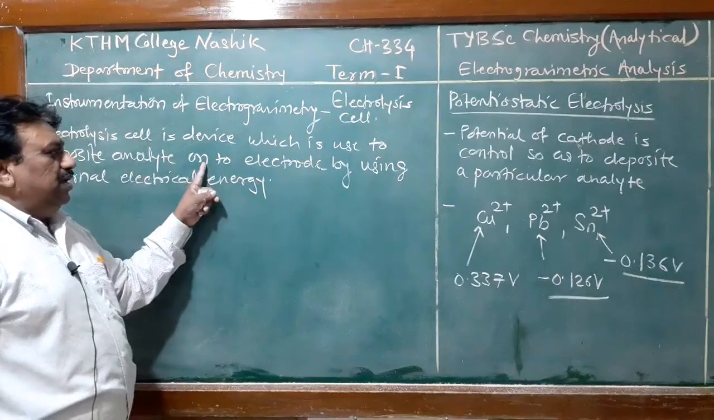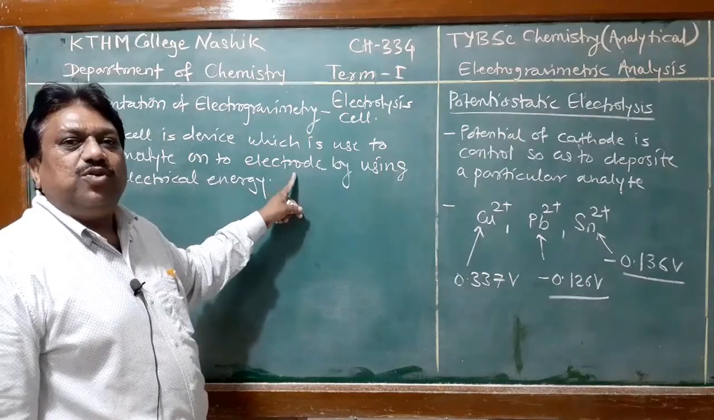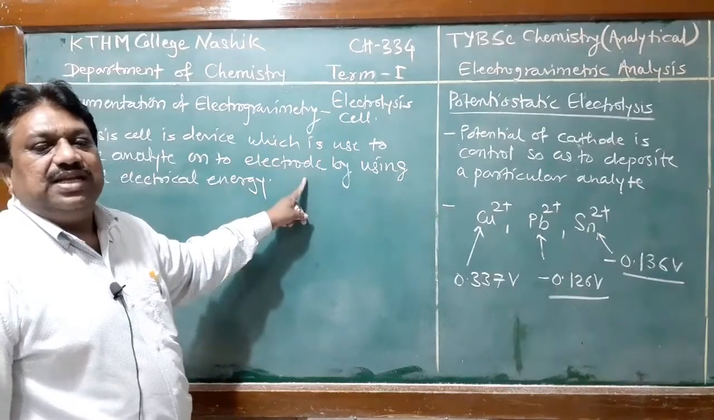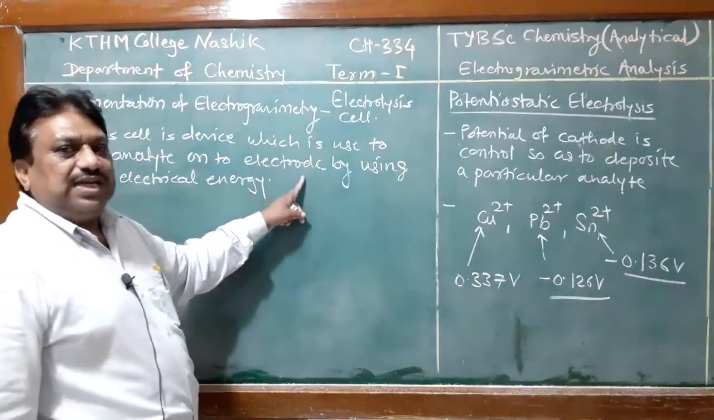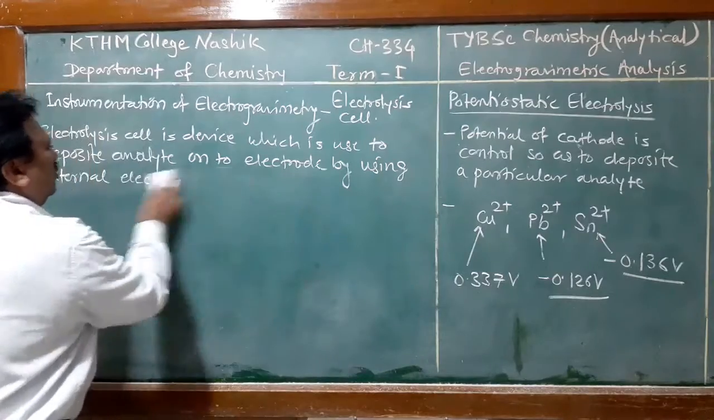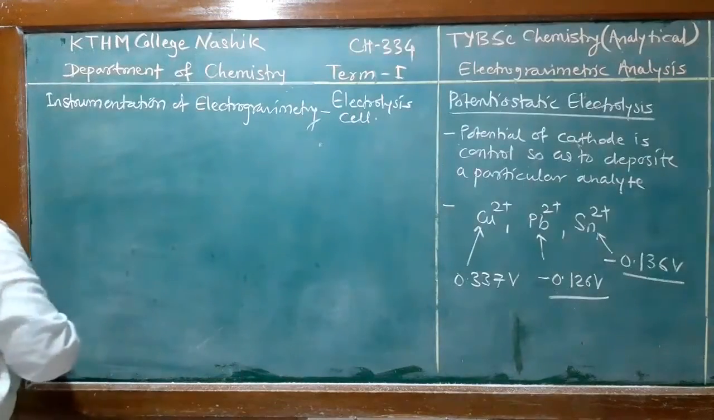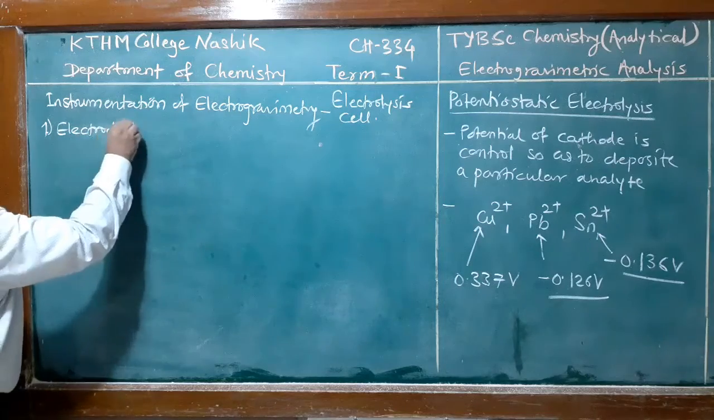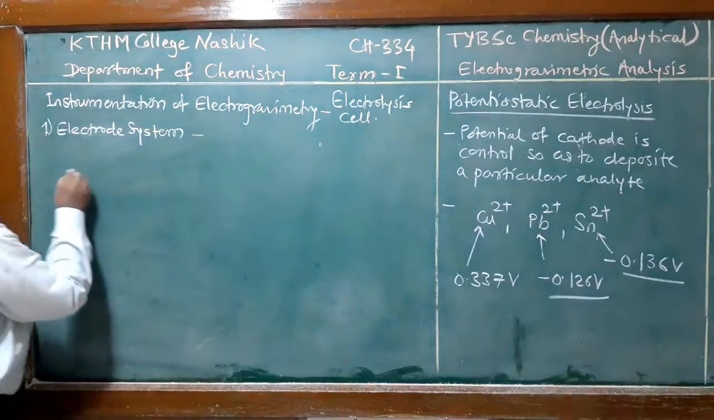Therefore, if we deposit analyte by a reduction process, that will be deposited on the cathode. If we deposit analyte by an oxidation process, that will take place on the anode. Therefore, reduction takes place on the cathode, while oxidation takes place on the anode. Therefore, this electrolysis cell consists of the following components. Number one is called the electrode system. Electrode system, there is cathode and anode.